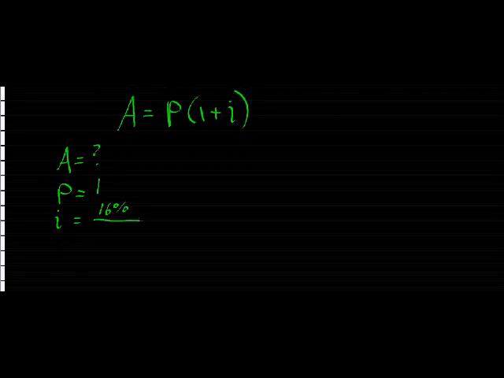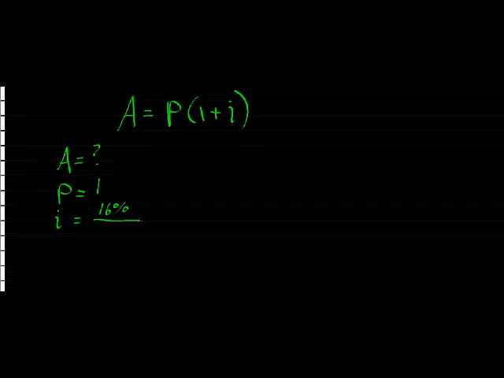So how many times in a year did I get that? I got it 4 times in a year, because there would be 4 sets of 3 months. So I must divide my interest by 4 to calculate how much I will get each time. And because of percentage, I must also divide by 100. But 16 divided by 4 is 4%. So 0.04 is the interest that I earn each time.